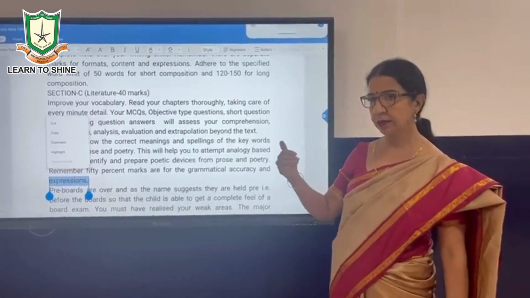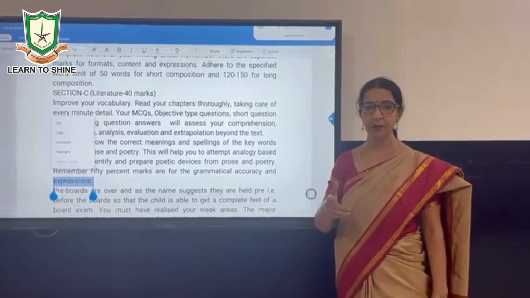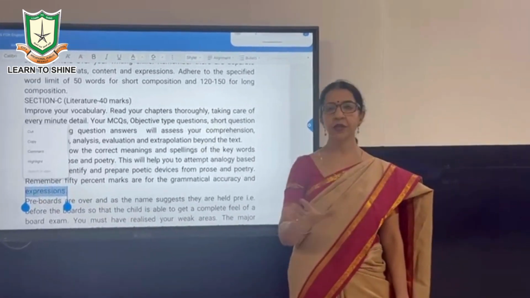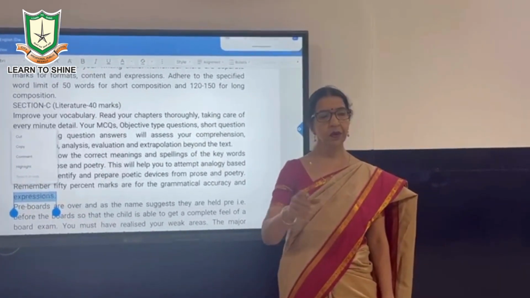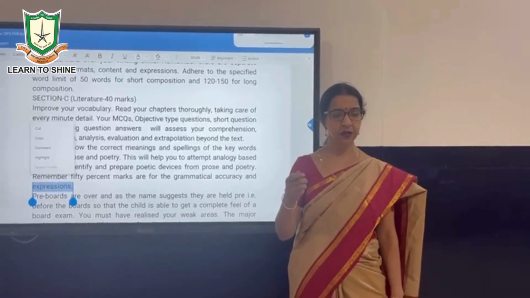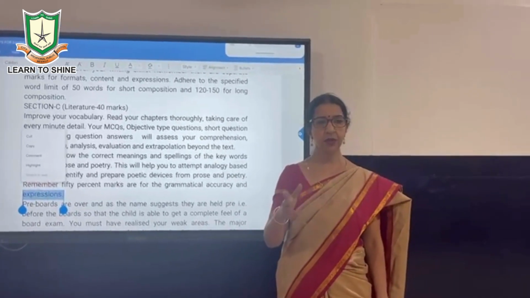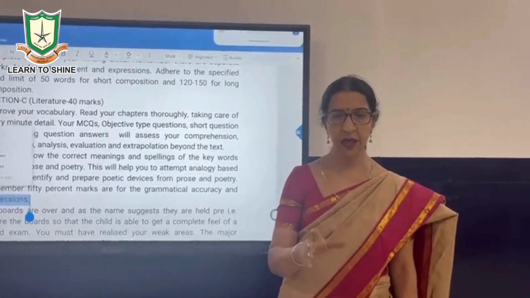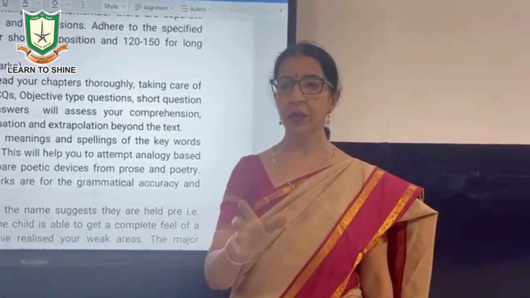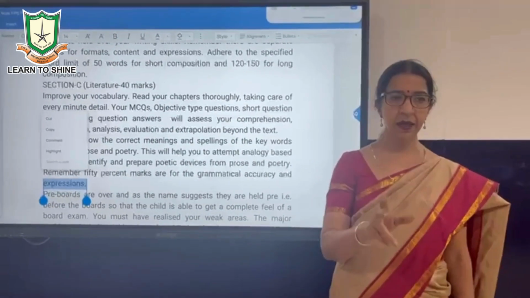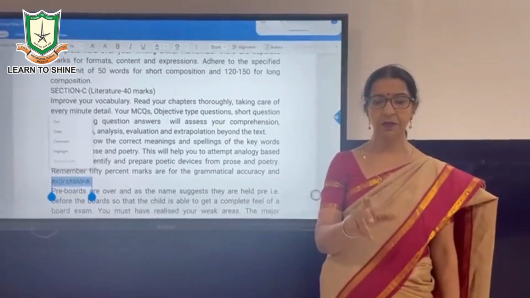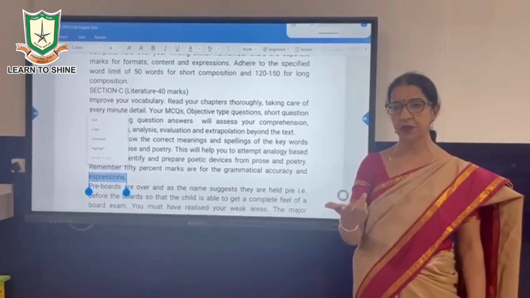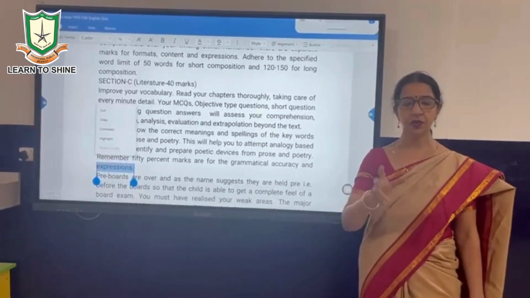One more thing: when you're attempting section B, attempt it on a fresh page. There are a number of pages in your answer booklet, so attempt your new answer on a fresh page. Take care of your content and your expression in your literature also, because again there are separate marks for the content and for the expression. So you need to know them properly.